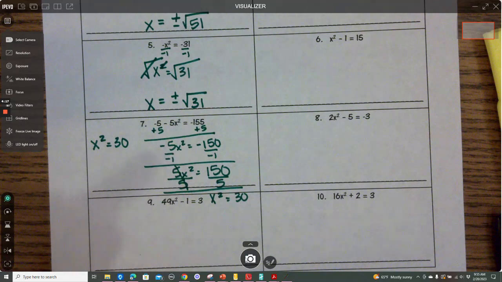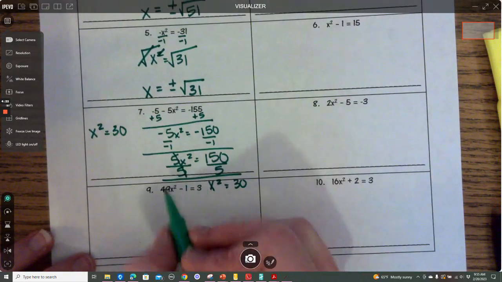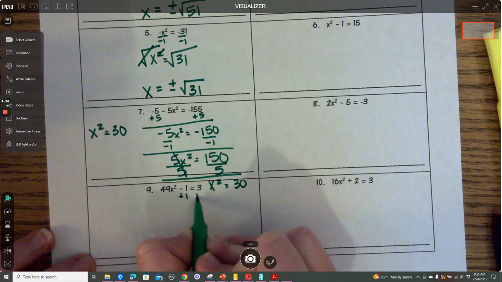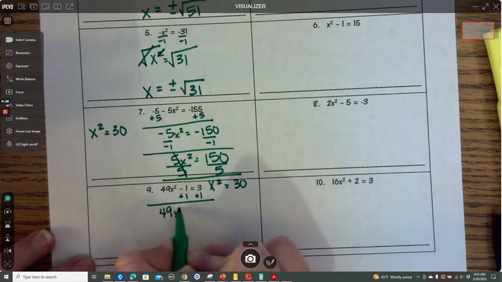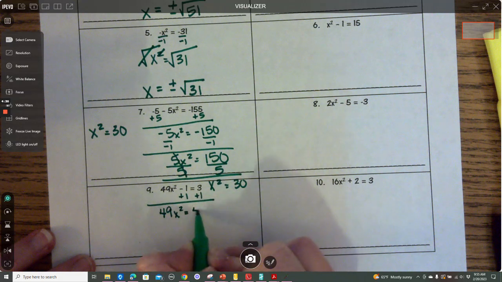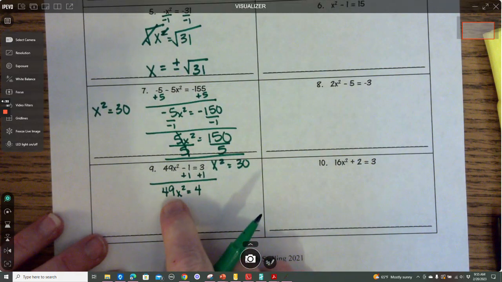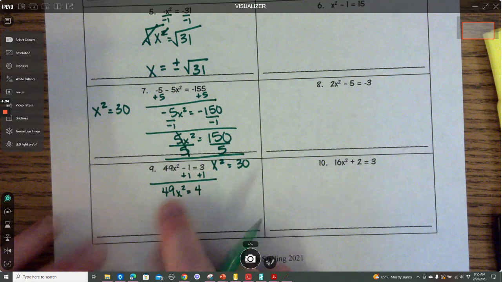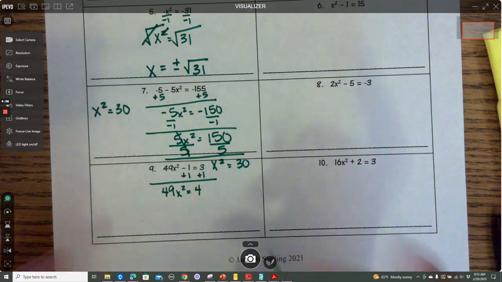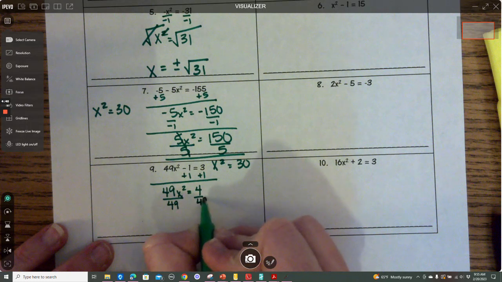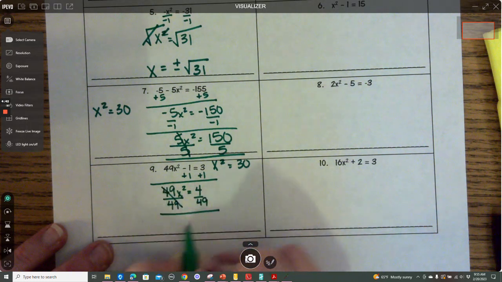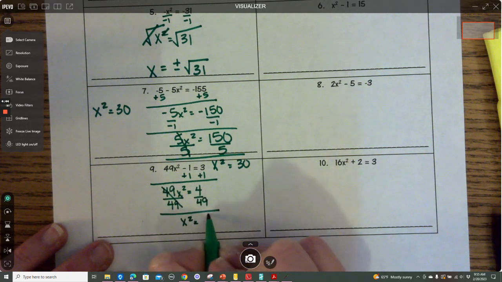Sometimes, though, we can kind of finagle a little bit. So this one, I'm going to add 1 to both sides. So I've got 49x squared equals 3 plus 1, which is 4. I don't want anything in front of the x. Remember, we want just x by itself as much as we can. So we're going to divide this by 49. Divide this by 49. That way I'm left with x squared equals 4 over 49.